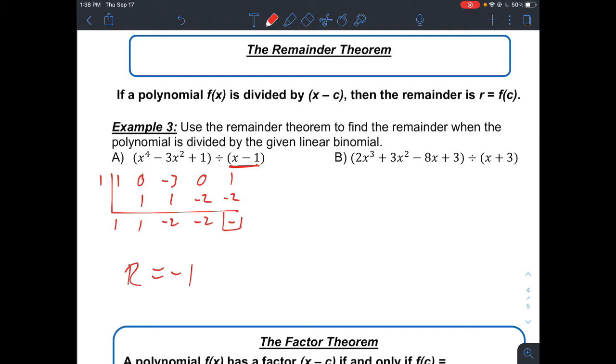Go ahead and try part B. Go ahead and pause the video and try part B and see what we get.